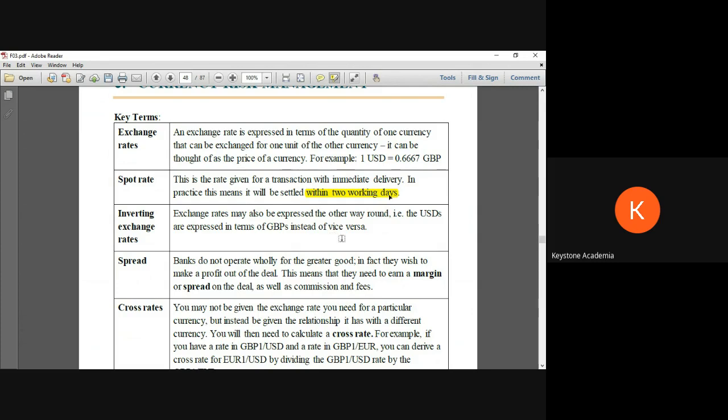So instead of saying the amount in GBP, we can say the amount in USD, or instead of saying in USD, we can say in Roundland dollar, one and the same.